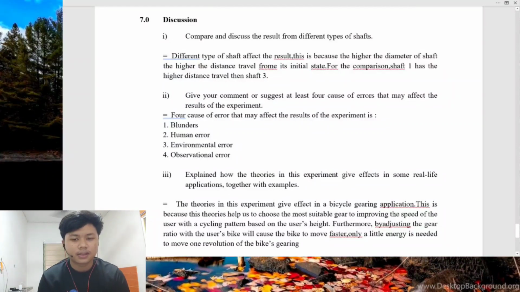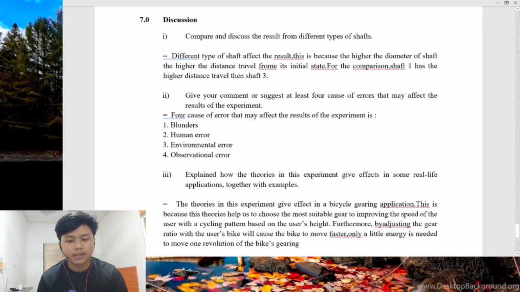For the second question of discussion, give your comment or suggest at least 4 cases of error that may affect the result of the experiment. The 4 cases of error are, number 1, blunders. Blunders happen because of an accident that happened during the experiment. Number 2 is human error, which is the error that comes from ourselves during the experiment.